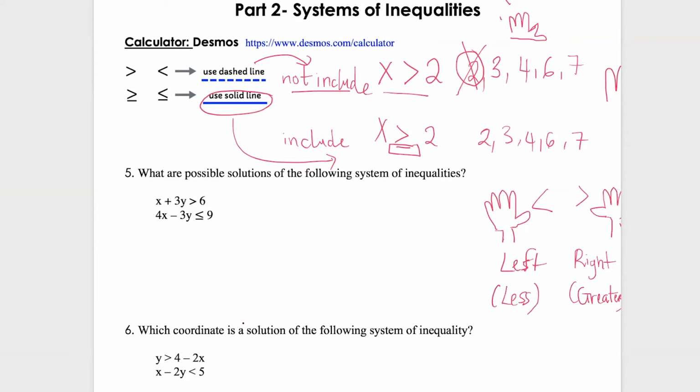So I'm going to move on over here. Now, the next question is, what are the possible solutions of the following system of inequalities? So how can we do that? We are still going to graph with Desmos. So let's graph them. But before you graph, always have some kind of expectation.